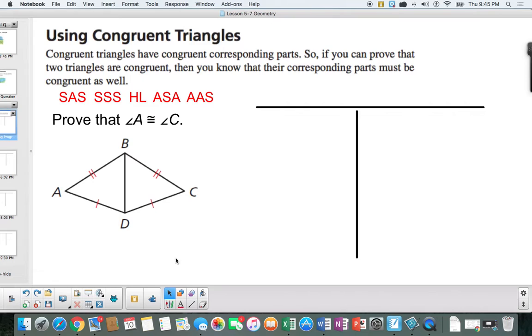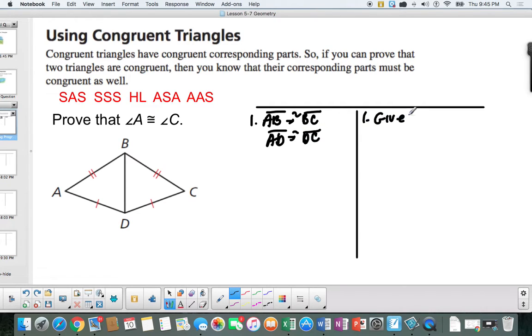We have a picture here where some of the information is given, so I'm going to go ahead and start writing it down. I can see that AB is congruent to BC and that AD is congruent to DC, and that comes from the given. Now I also see that with this reflexive side I can get BD congruent to BD, and that comes from reflexive.